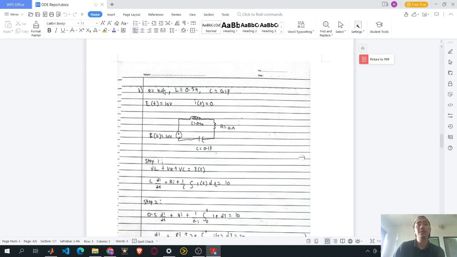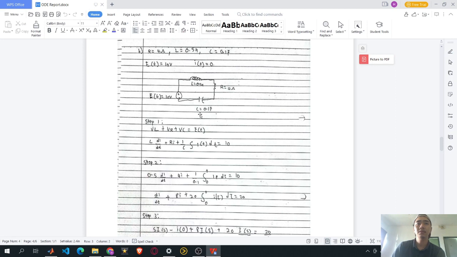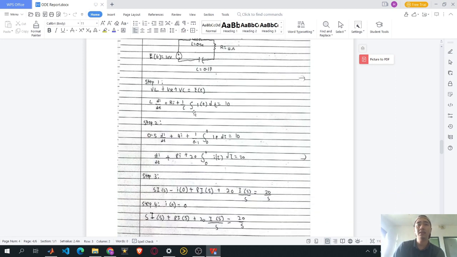So first things first, we need to declare R is 4, it's given, 0.5 Henry for L, and C is 0.1 Farad. So E is equal to 10 volt, and I is equal to 0. So this is the circuit. Step 1, we just need to write L di over dt, and then Ri and plus 1 over C integral of i, like this one.